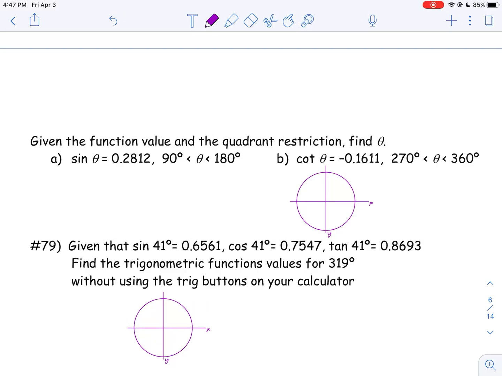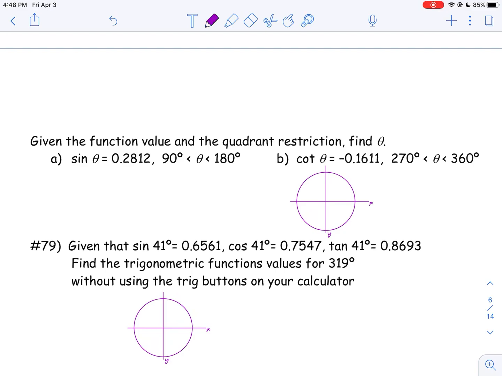Welcome. In this video, we're going to take a look at how we can use this idea that trig values have some interesting things happening at the reference angles to our advantage. So let's take a quick look. In this problem, it asks us to find the function value, actually, given the function value and the quadrant restriction, find the angle. So here we have sine theta equals 0.2812. But it says that theta needs to be between 90 and 180 degrees.